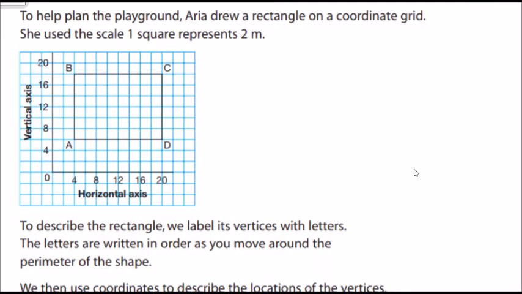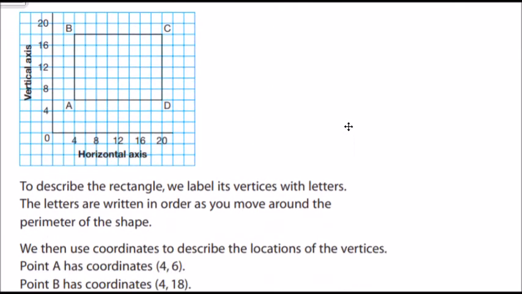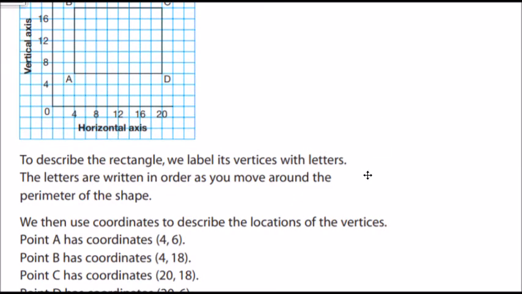So to describe the rectangle, we label its vertices with letters. The letters are written in order as you move around the perimeter of the shape. So she started here, and we follow the alphabet order, A, B, C, D. And if there were more sides, we would just keep adding a letter until we get back to the beginning. We then use the coordinates to describe the locations of the vertices.